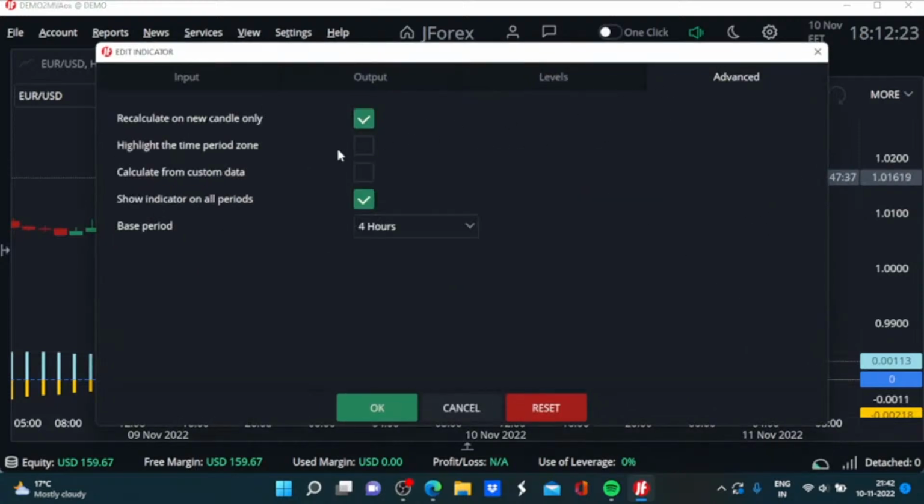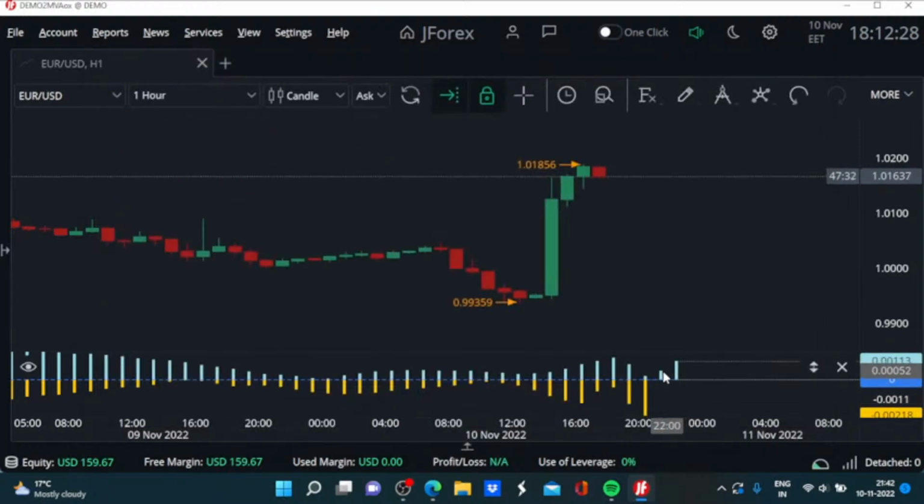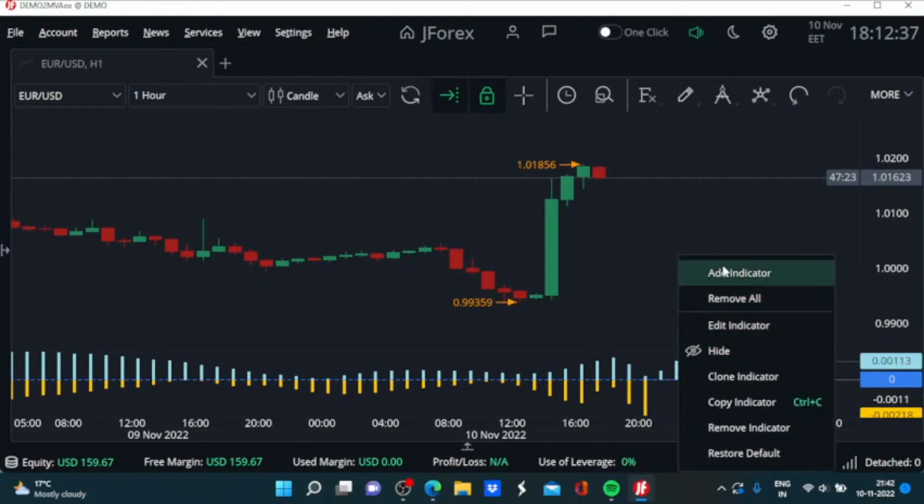The other option is to highlight the time period zone which is being used for the calculation. So this candle period calculation data is getting highlighted here on the chart. It is not prominent, but it is there.